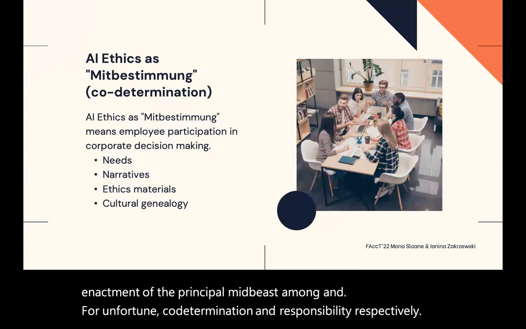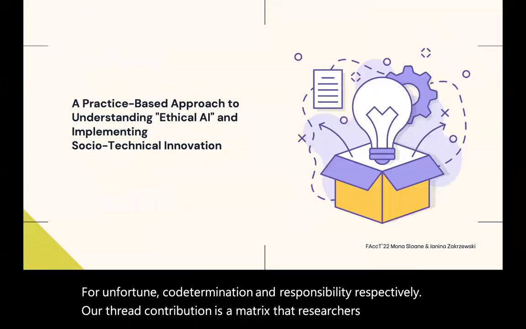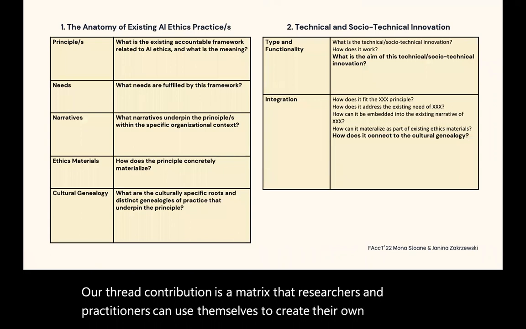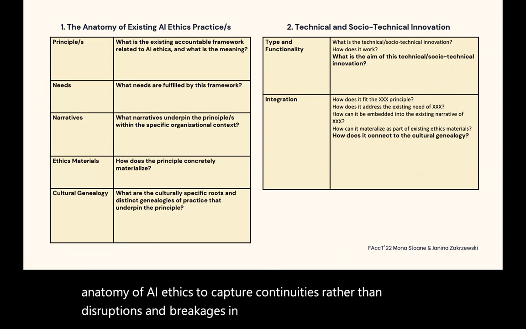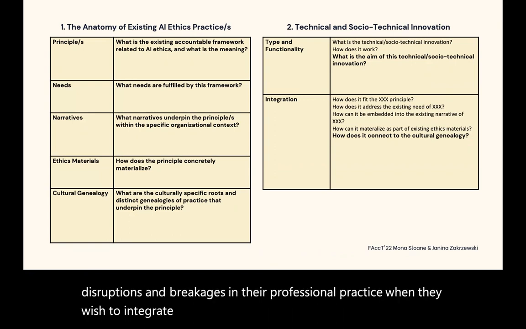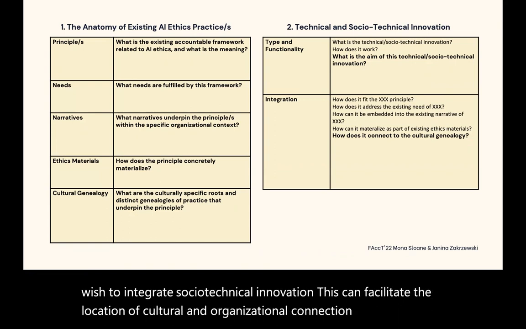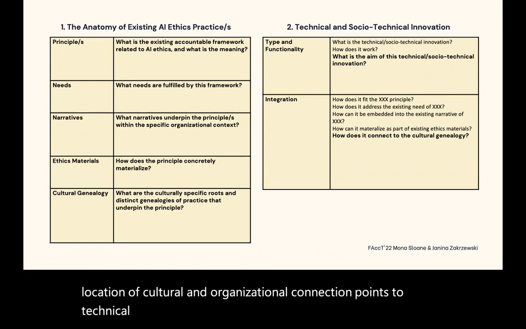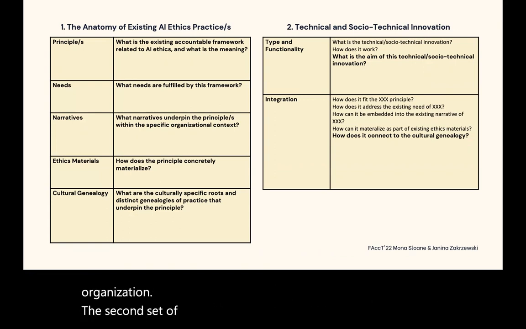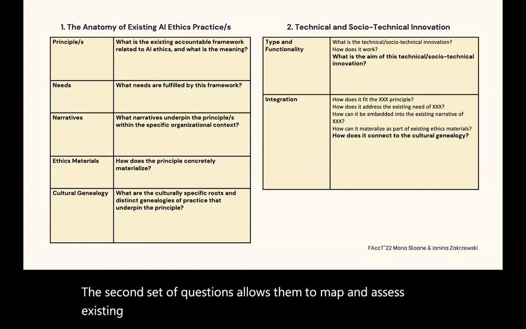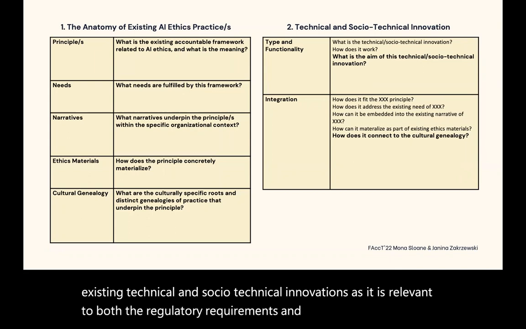Our third contribution is a matrix that researchers and practitioners can use themselves to create their own internal anatomy of AI ethics, to capture continuities rather than disruptions and breakages in their professional practice when they wish to integrate socio-technical innovation. This can facilitate the location of cultural and organizational connection points to technical approaches. The first set of questions allows them to map the anatomy of existing AI ethics practices within their organization. The second set of questions allows them to map and assess existing technical and socio-technical innovations as it is relevant to both the regulatory requirements and their own organizational practices.